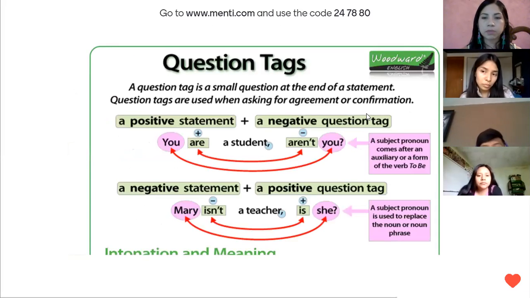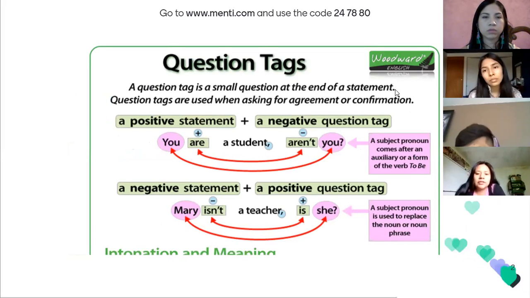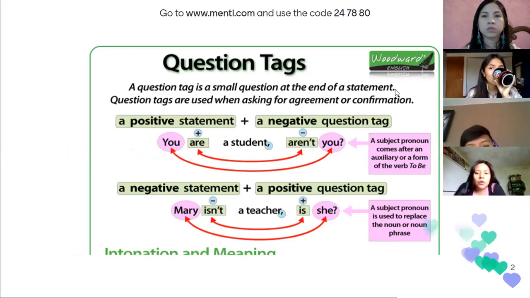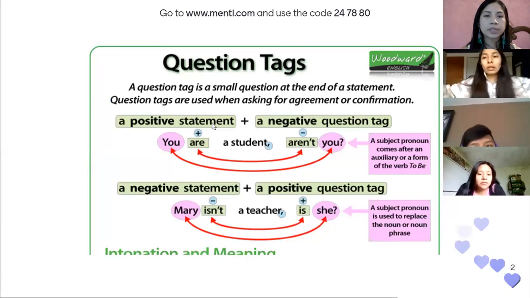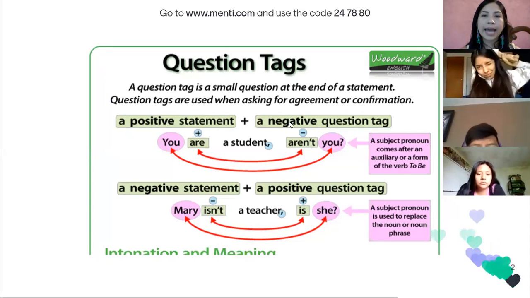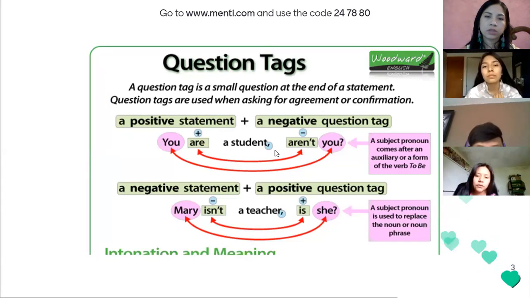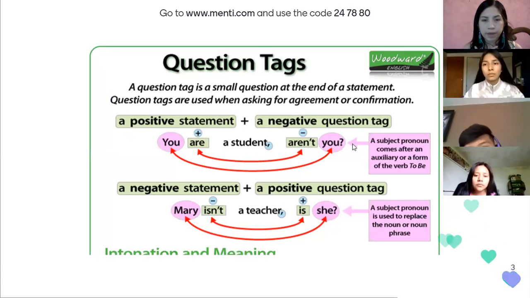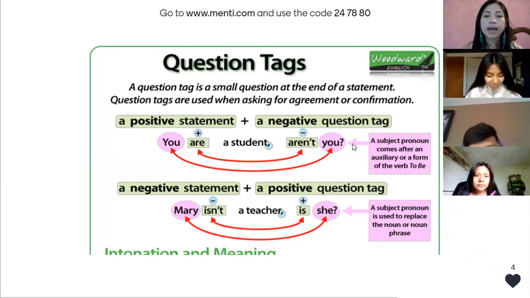Who could read question tags, please? Any volunteers? Yeah, Rocio. A question tag is a small question at the end of the statement. Question tags are used when asking for agreement or confirmation. When you have a positive statement, you are going to add a negative question tag. For example, you are a student, aren't you? This is to confirm the information that you have.